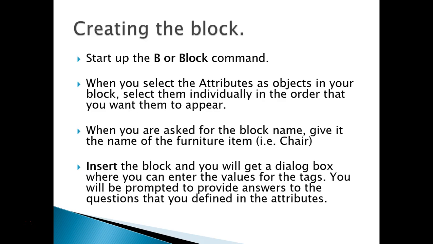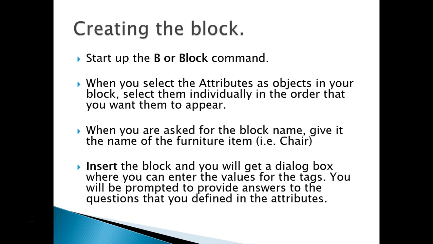So creating the block, once you've made the attributes, you're going to start up the block command. You're going to select your objects, and then you're going to select the attributes individually in the order that you want them to appear. When you are asked for a block name, give it the name of the furniture item or other object item. Then when you insert that block, you'll get a dialog box that pops up that prompts you to enter the values for your default answers.